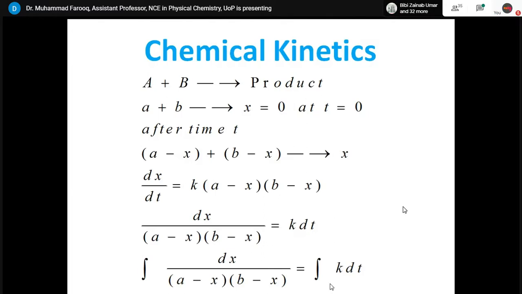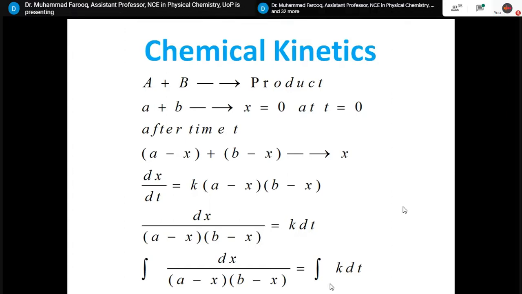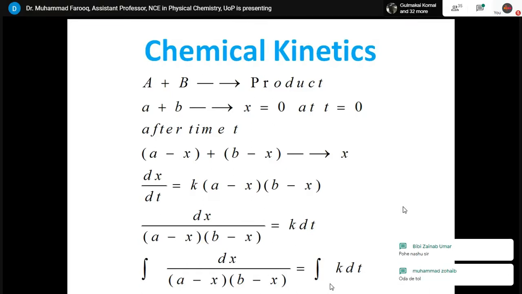Yes, sir. Better, is this clear or not? Yes, sir. ये clear है कि नहीं clear?